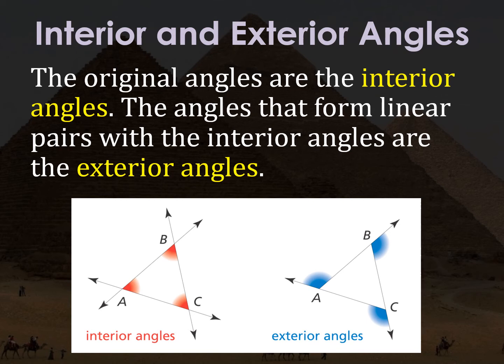The angles that form linear pairs with the interior angles are the exterior angles. So notice it's going to be the linear pair. So there and there, those two are linear pairs of each other. If you put them together, they're basically supplementary because they're next to each other. And you can do the same with the other two angles of the triangle. So B, inside B, and outside B, those are exterior angles. Now notice you could have chosen B to be outside on the other side, because it's also going to be the same measure because they're vertical angles. So interior angles inside, exterior angles outside.